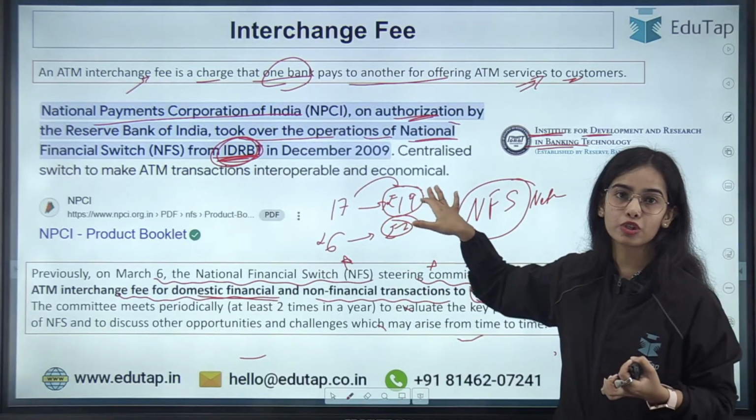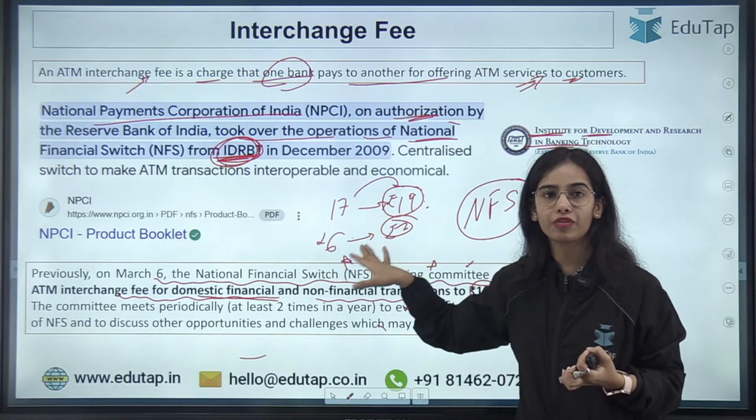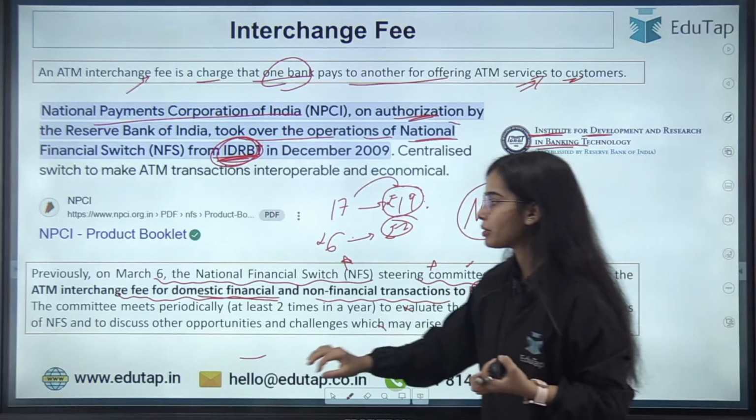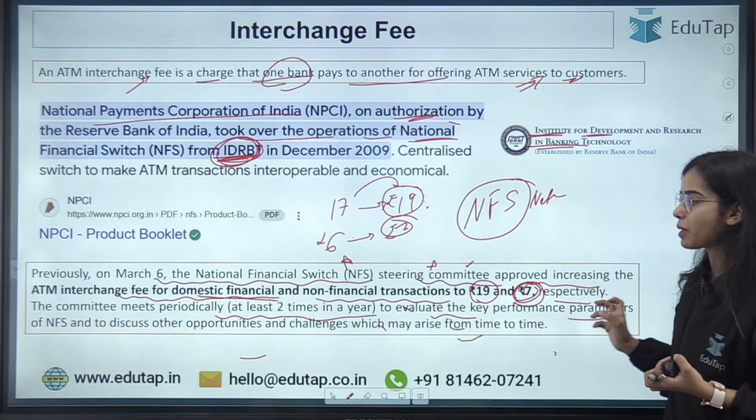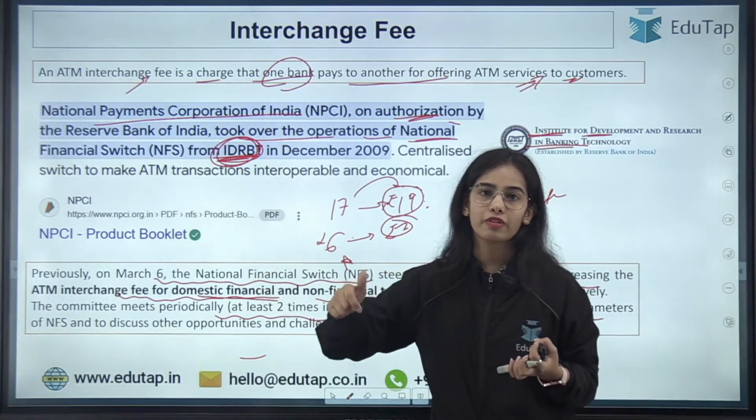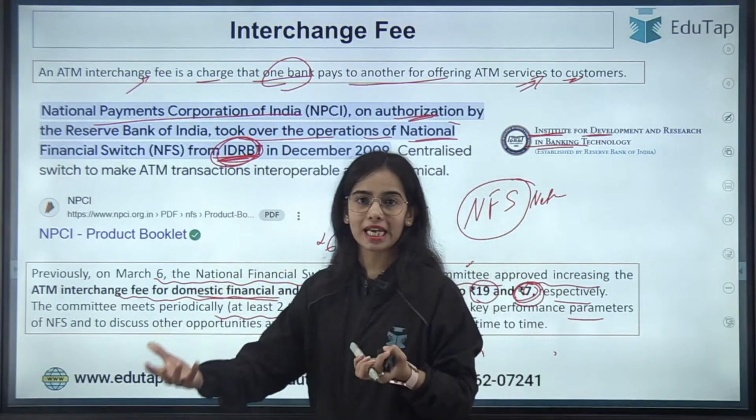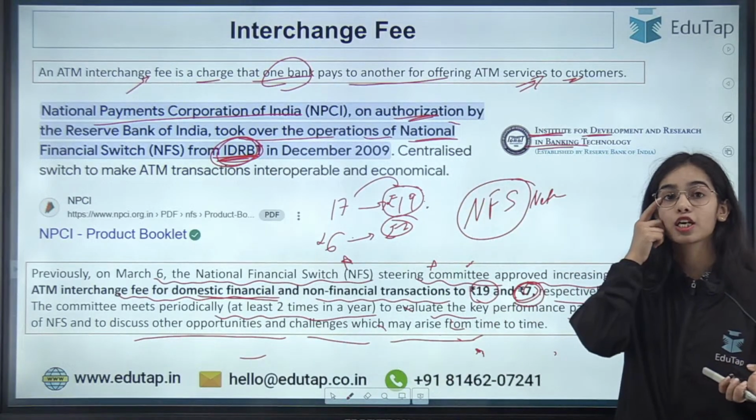The interchange fee should be increased to rupees 19, and for the non-financial transactions, the interchange fee should be increased to rupees 7 respectively. The committee meets periodically, at least 2 times in a year, to evaluate the key performance parameters of the National Financial Switch: how it is working, is it working smoothly or not, what improvements can be brought, and to discuss other opportunities and challenges which may arise from time to time.